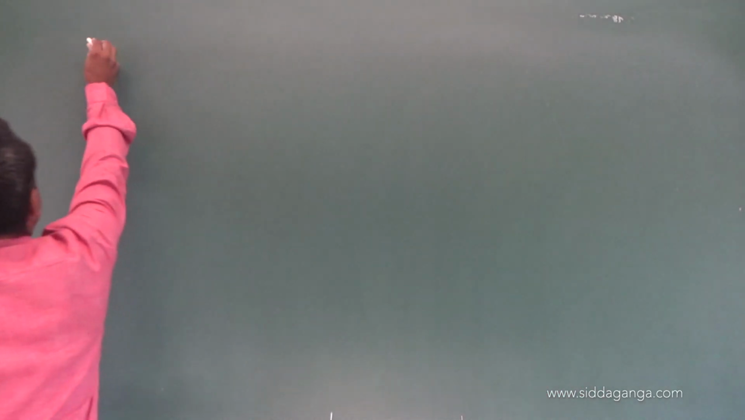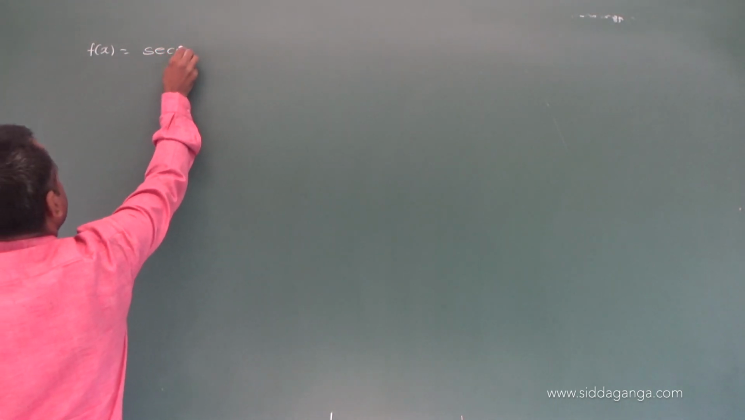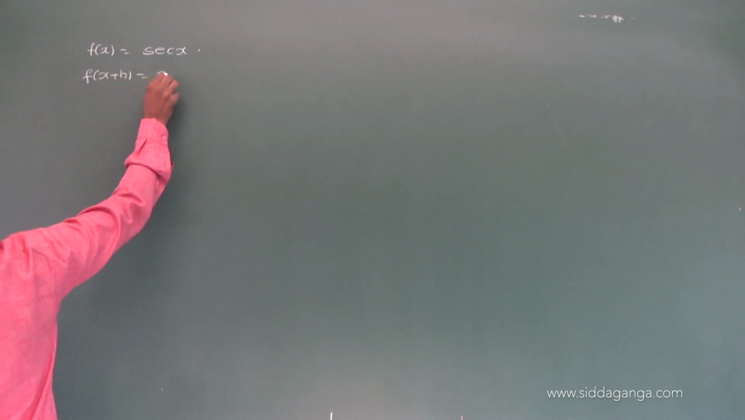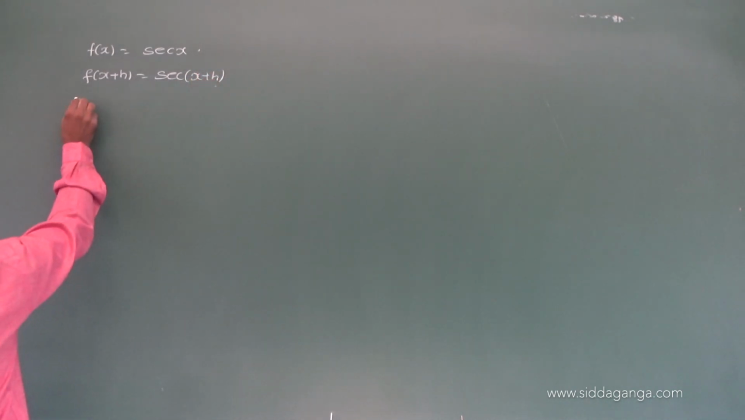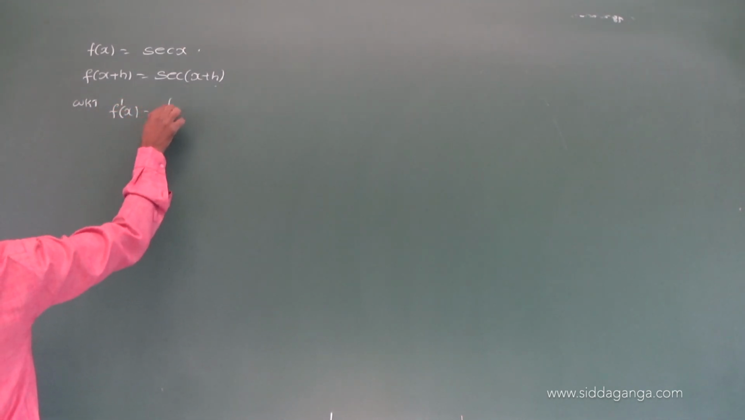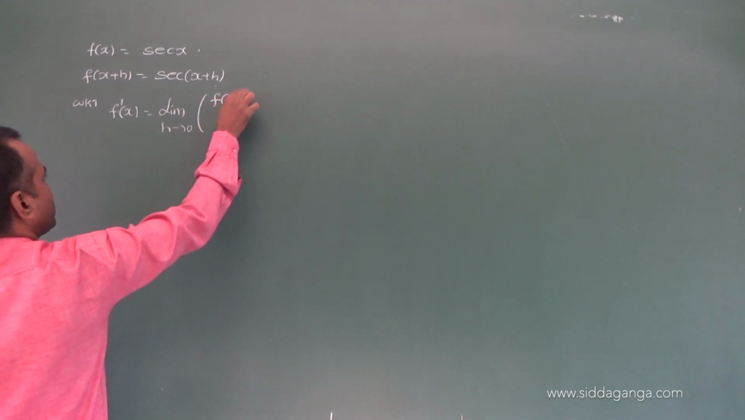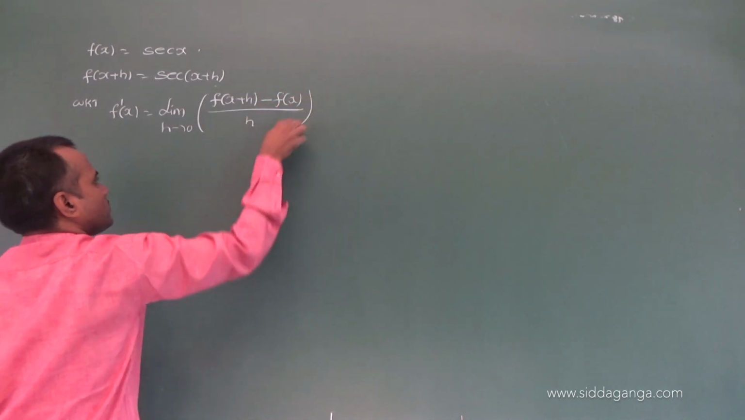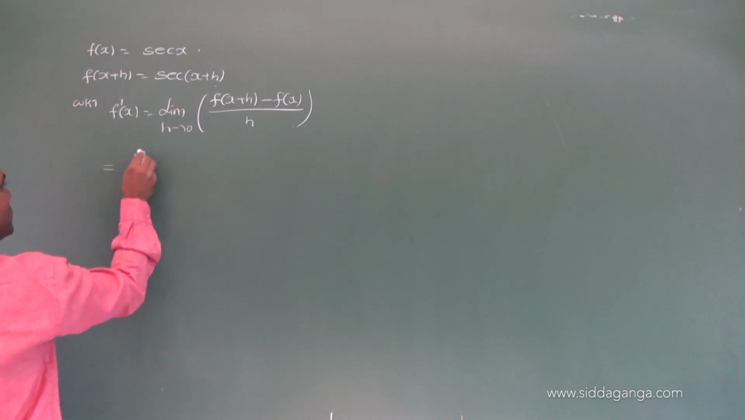Next one, f of x equals secant x. f of x plus h is what? Secant of x plus h. So we know the formula: f dash of x is the limit as h tends to 0 of f of x plus h minus f of x, divided by h. Substitute, same procedure we followed in the previous problem.